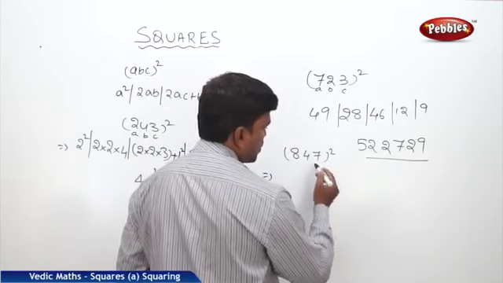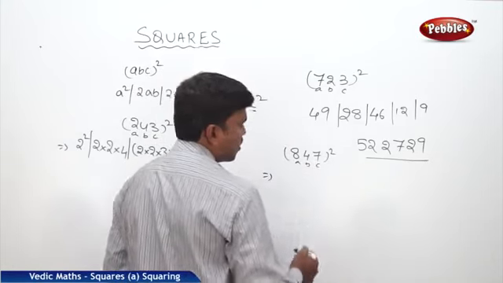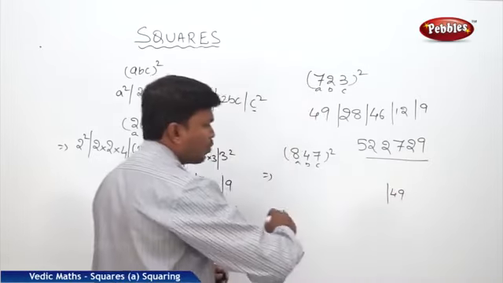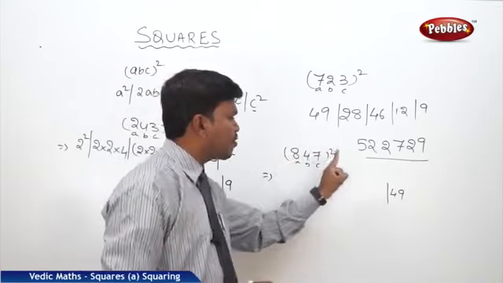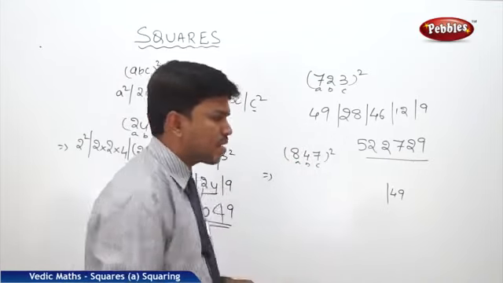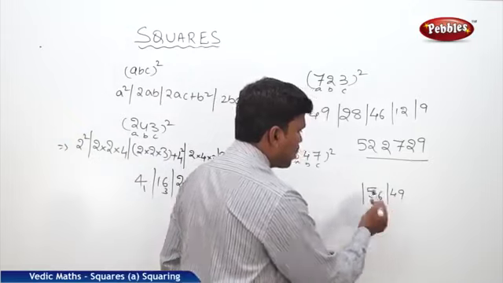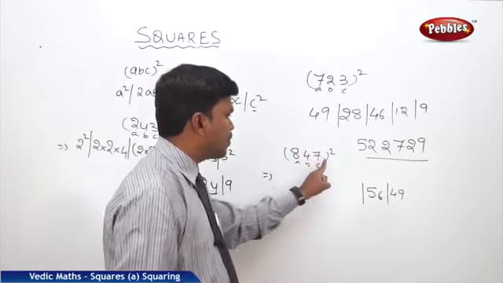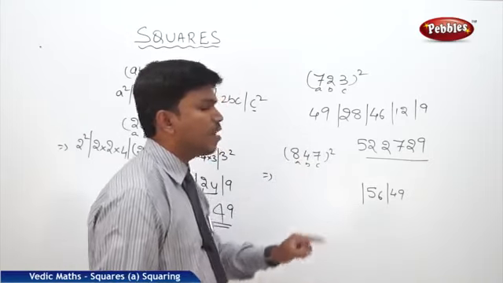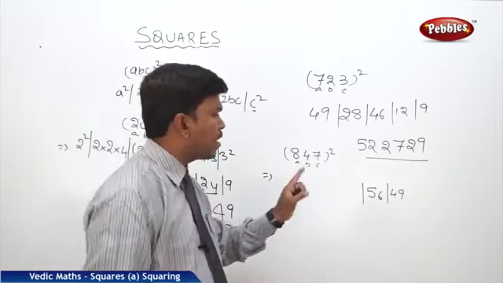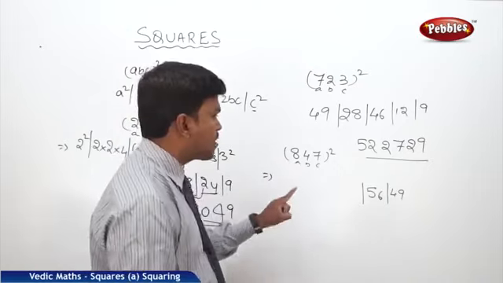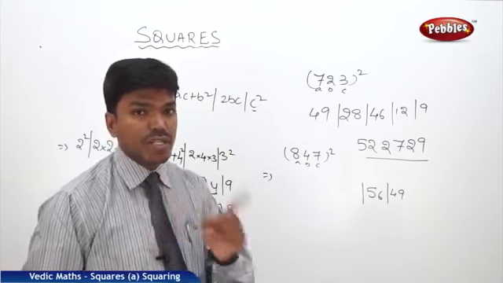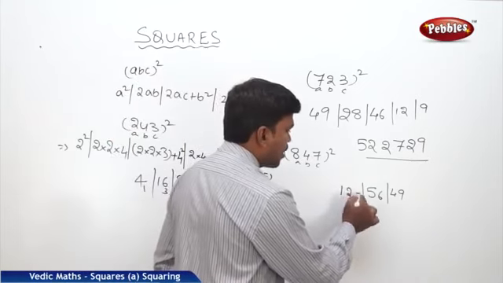First, c square. C means, we already know, 7. So 7 square, 49. 2bc. 2 into b into c. 2 4s are 8. 8 7s are 56. 2ac plus b square. 2ac. 2 into 8 into 7. 2 8s are 16. 16 7s are 112. So 2ac is 112. Keep in the mind. Plus b square. What is b square? 4 square. That is 16. 112 plus 16, 128.